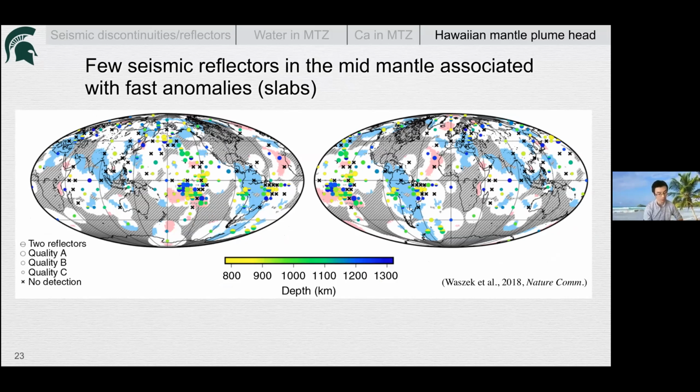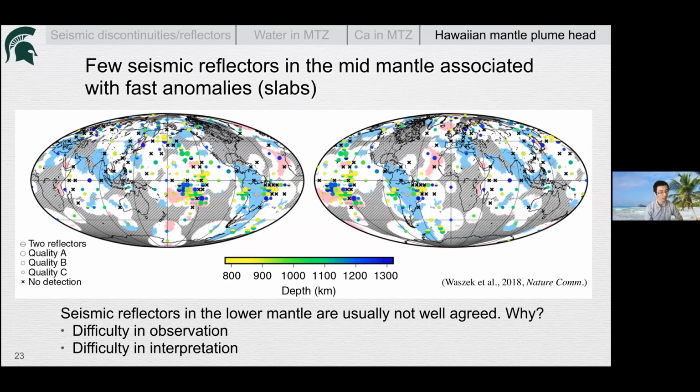To be honest, I also did some similar global survey, but my understanding right now is it's not easy to tell because there are some difficulties in observation. For seismologists, there are a lot of interfering phases at those depths, contaminating our seismic signal. It's not as clear as the 410 discontinuity, where there are very few other interfering phases. Another difficulty is in interpretation: it is hard to interpret those reflectors because we generally believe there aren't many phase transitions in the lower mantle above the D double prime layer.